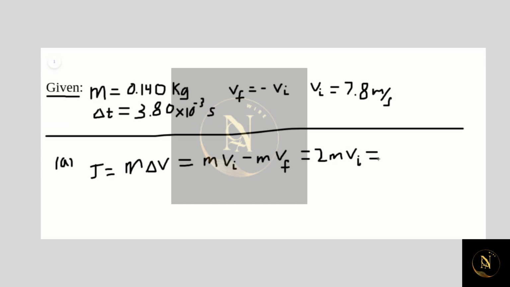So plug those values into this expression, and it comes out to be 2.18 kilograms times meters per second. We can box that in as our solution to part A.